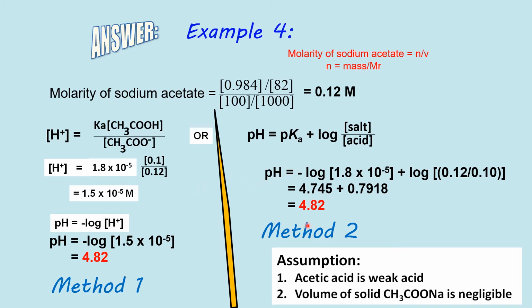And then what are the assumptions? This one we discussed in detail in the previous slide. So we have to assume the acetic acid is a weak acid, and the volume of solid sodium ethanoate is negligible.